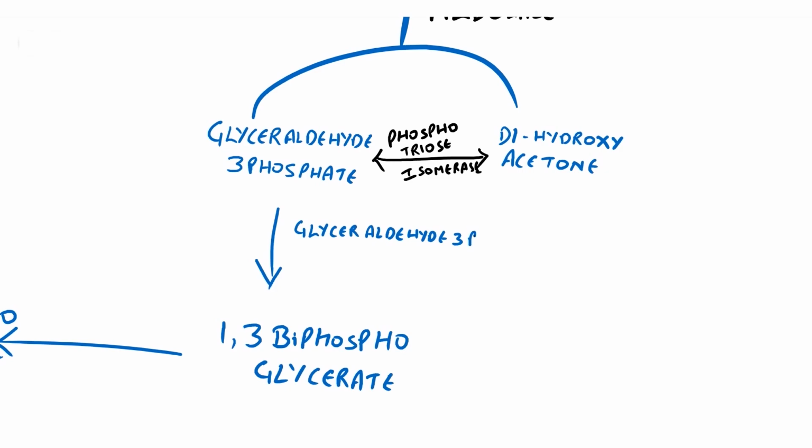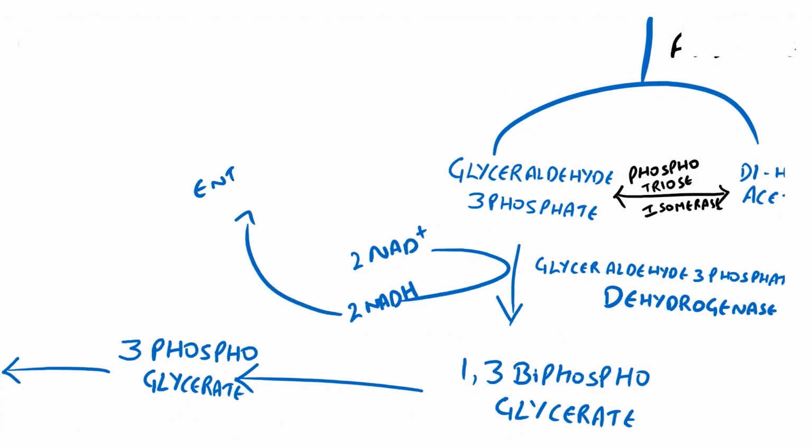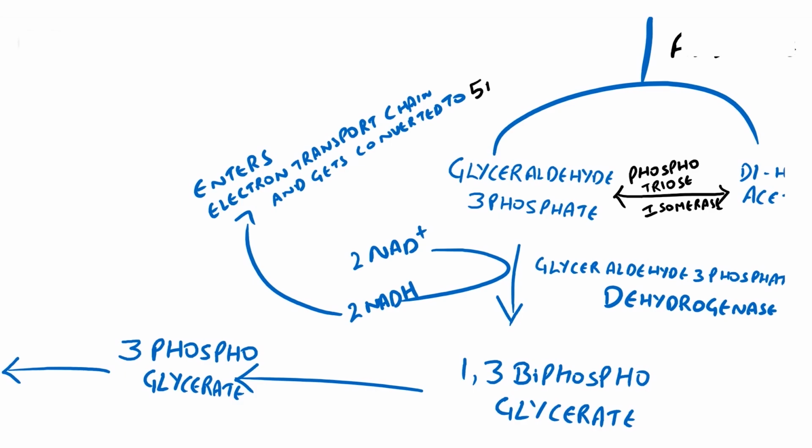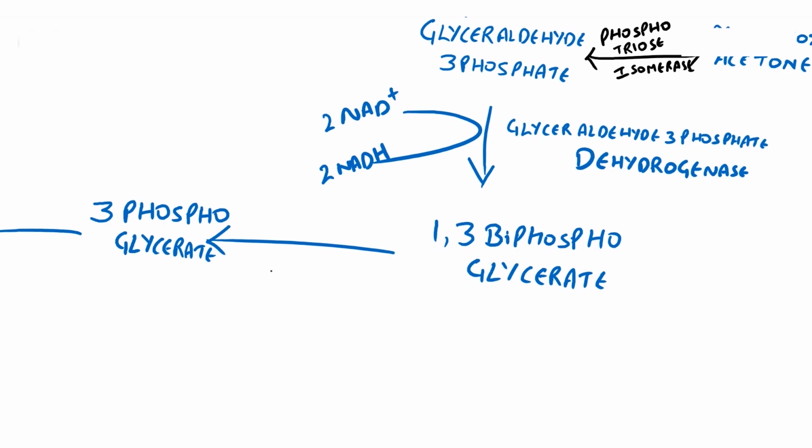The enzyme glyceraldehyde 3-phosphate dehydrogenase. Simple. It's an important step because in this step energy is produced. 2 NAD positive gets converted into NADH. And this NADH enters the electron transport chain where it gets converted into ATP. How many ATPs? 5 ATPs. 1 NADH equals 2.5 ATP. Remember that.